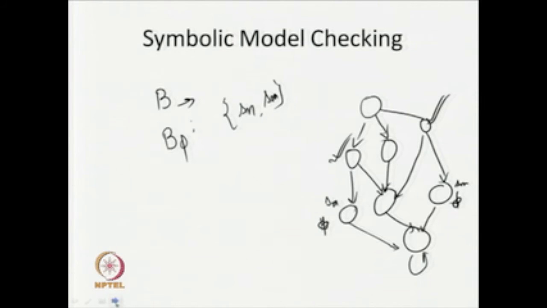So, we give the input of B phi and B transition, and from that we evaluate the predecessor states. Just see that pre there exists B phi is going to give me the set of states where E x phi is true. So, this is one algorithm, and it is a very simple one.